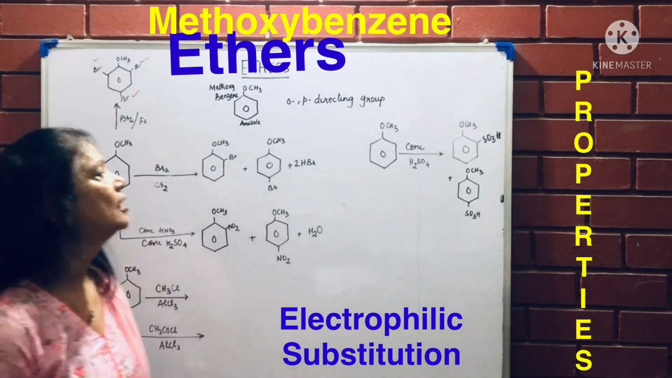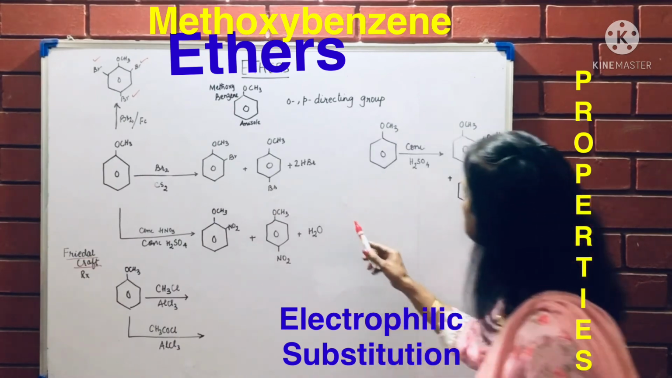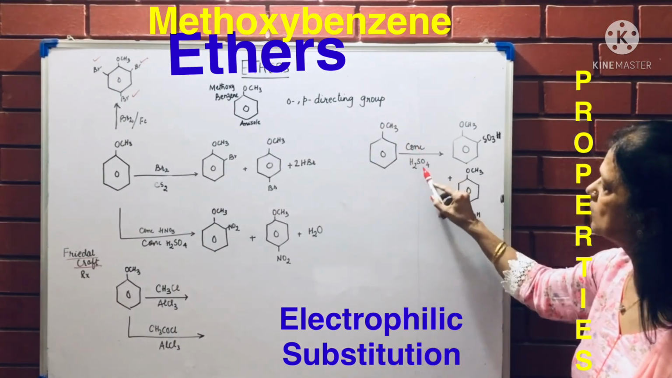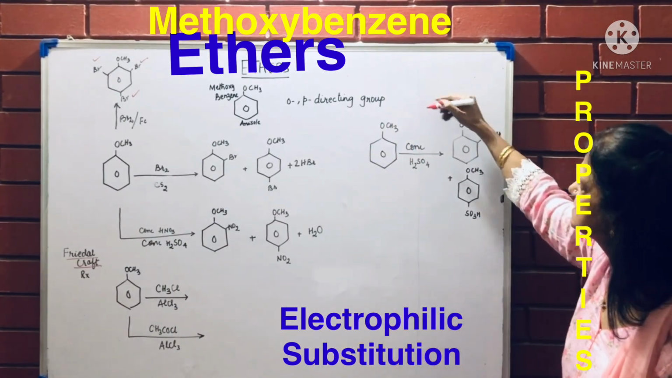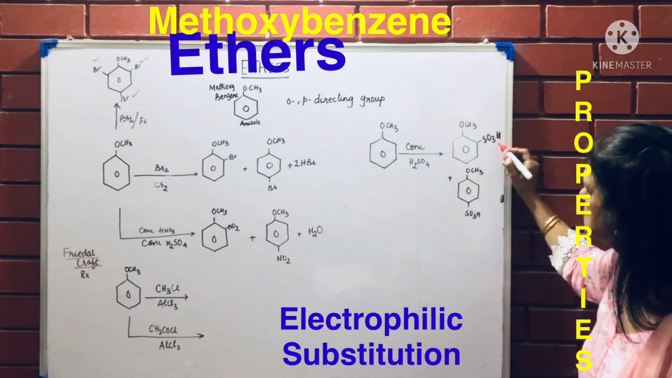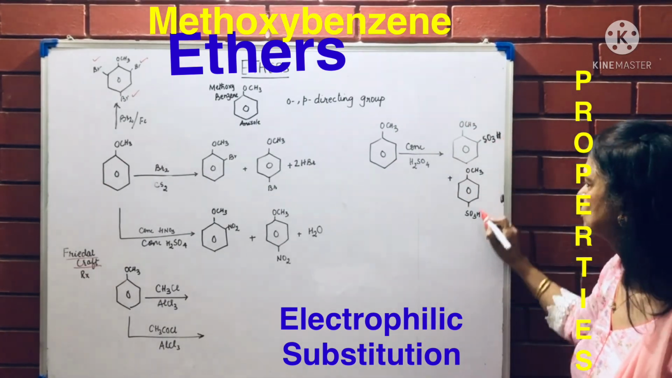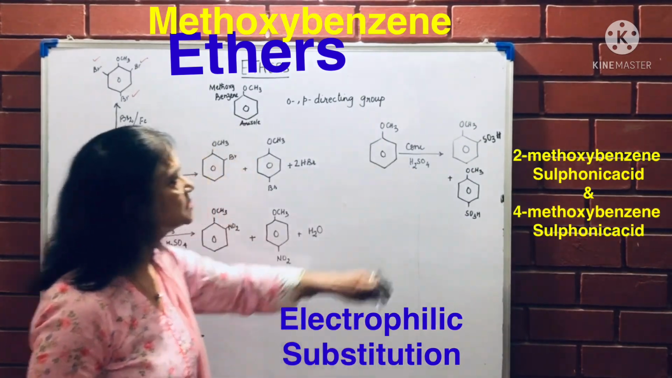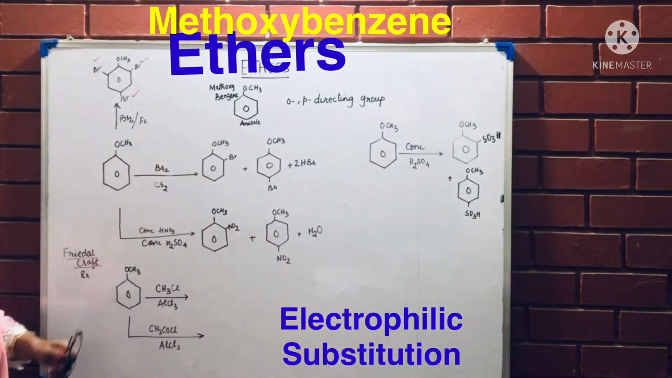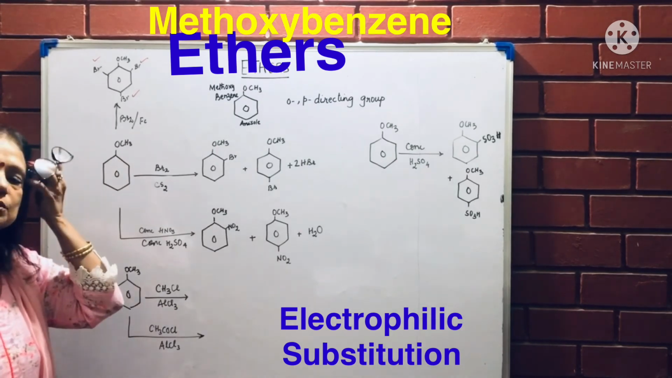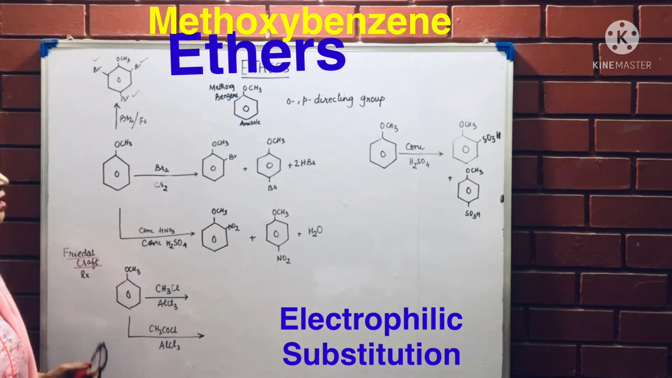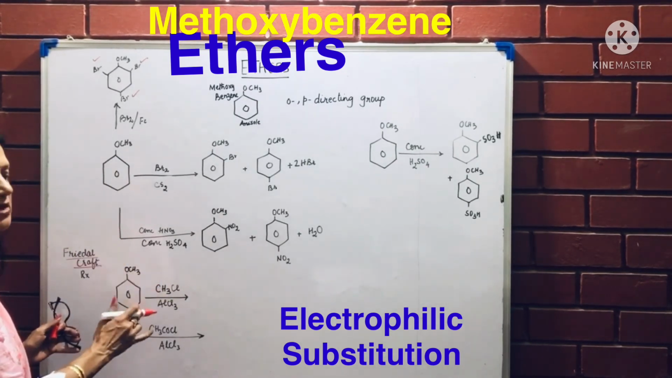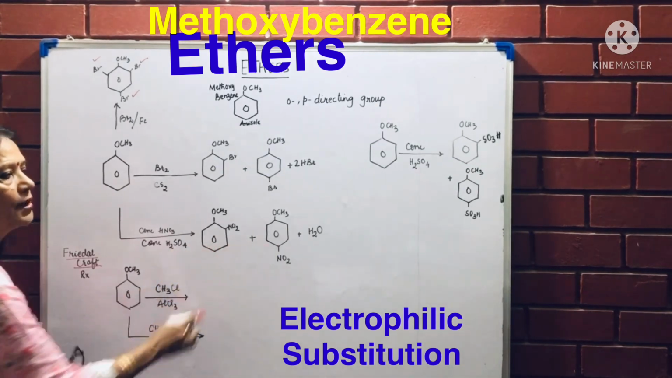Try this yourself. And similarly here, if I have only concentrated sulfuric acid, we will say this is sulfonation, and SO3H at the ortho position, SO3H at the para position. So this is how all reactions of methoxybenzene are ortho and para directing. So two products are formed, which is one ortho and one para.